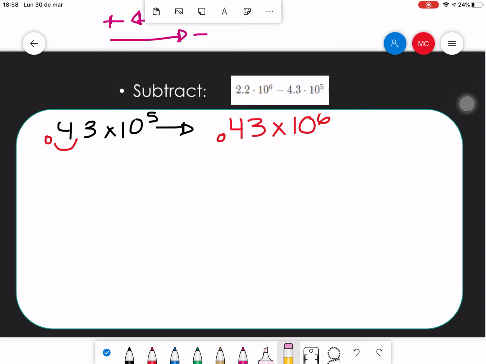¿Por qué? Porque es la nueva regla. La nueva regla dice que si yo quiero hacer un número más grande, me voy a mover a la izquierda. Si yo quiero hacer un número más chico, me voy a mover hacia la derecha. Entonces moví el punto y ya se acabó.